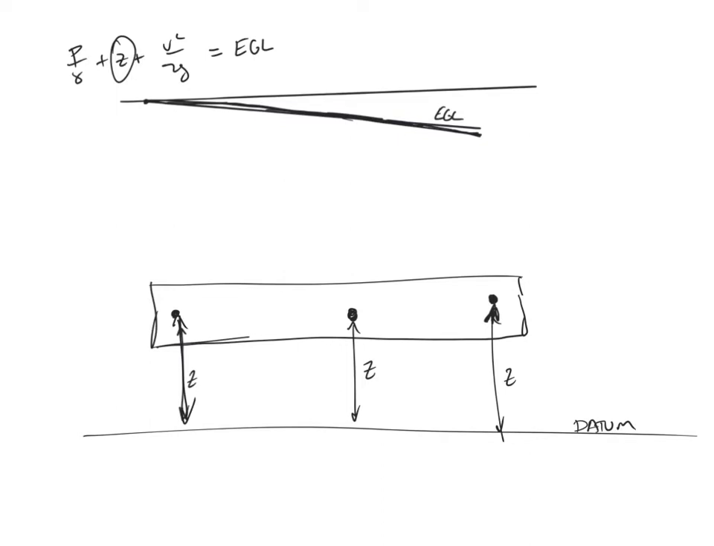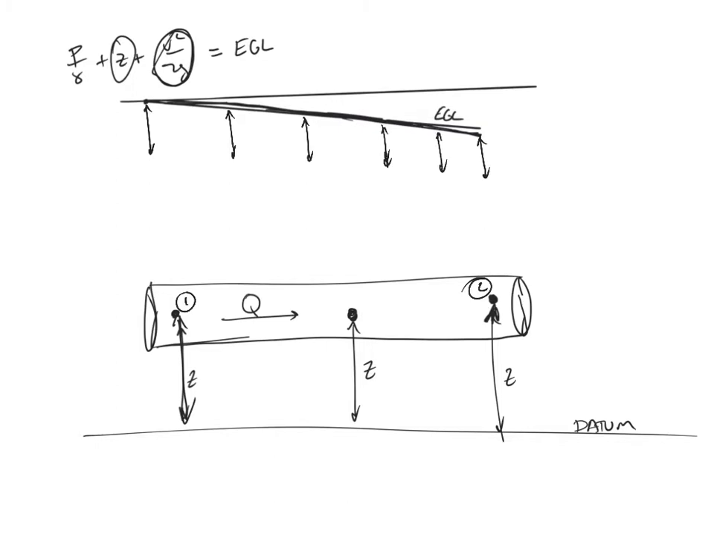What about V squared on 2G? I haven't told you anything about this system, so it's impossible to know what it is. But we know that it's constant, because if this area here is the same as this area, by conservation of mass and Q being constant, then the velocity has to be the same at, let's say, 1 as it is at 2. So if V squared on 2G is constant, here's my V squared on 2G, here's my V squared on 2G. It is the same, and it's going to be the same all along here.